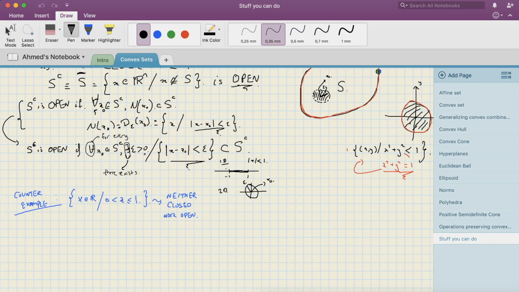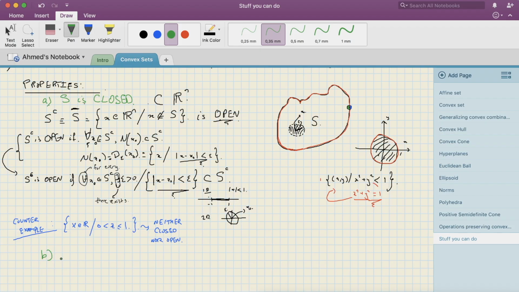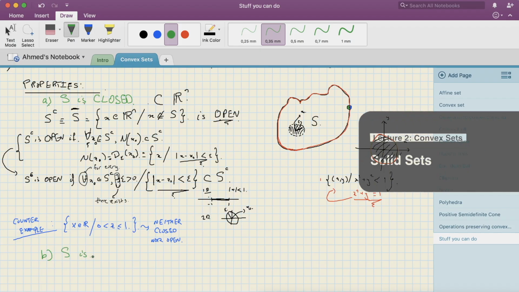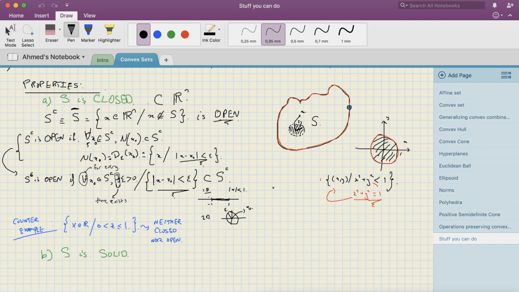So yeah, the first property that we need is S to be closed. And the second property is that S should be solid. Now what does that mean? It simply means that the interior of your set S should not be empty. Every point within S which is not on the boundary is called an interior point. And we need the set to be non-empty, because it happens that the empty set, if you think about it, is an open set.